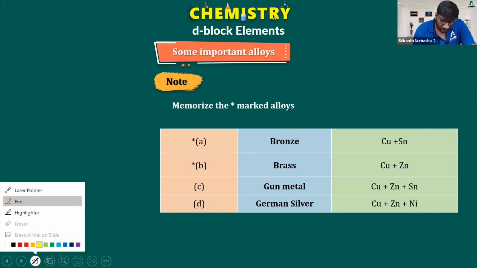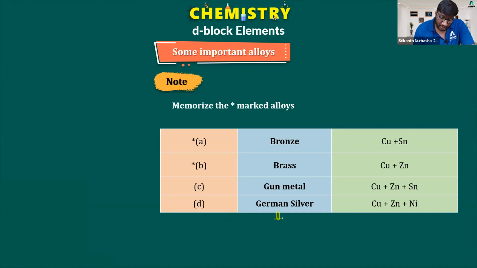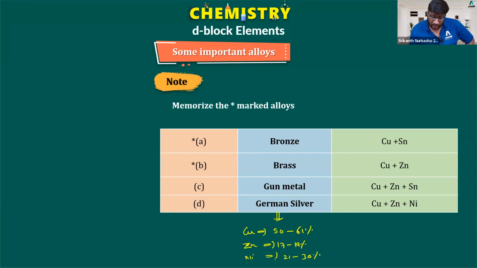In German silver, you have copper varying from 50 to 61%, zinc varying from 17 to 19%, and nickel varying from 21 to 30%. This is the composition of German silver. In German silver, you do not have silver.